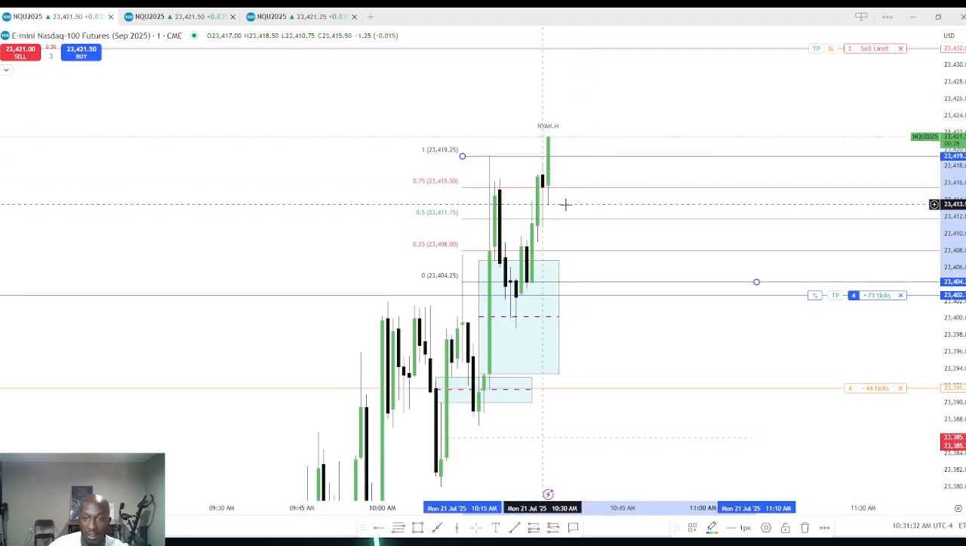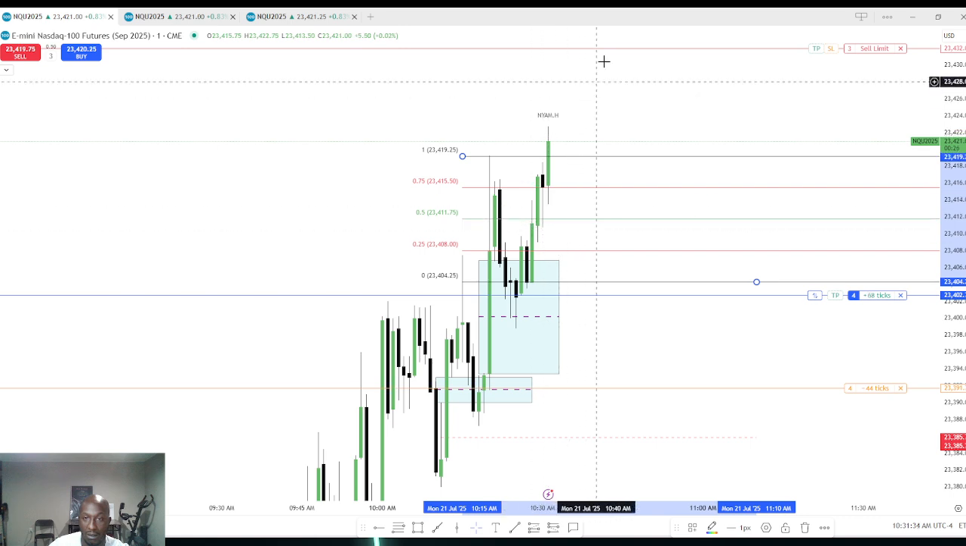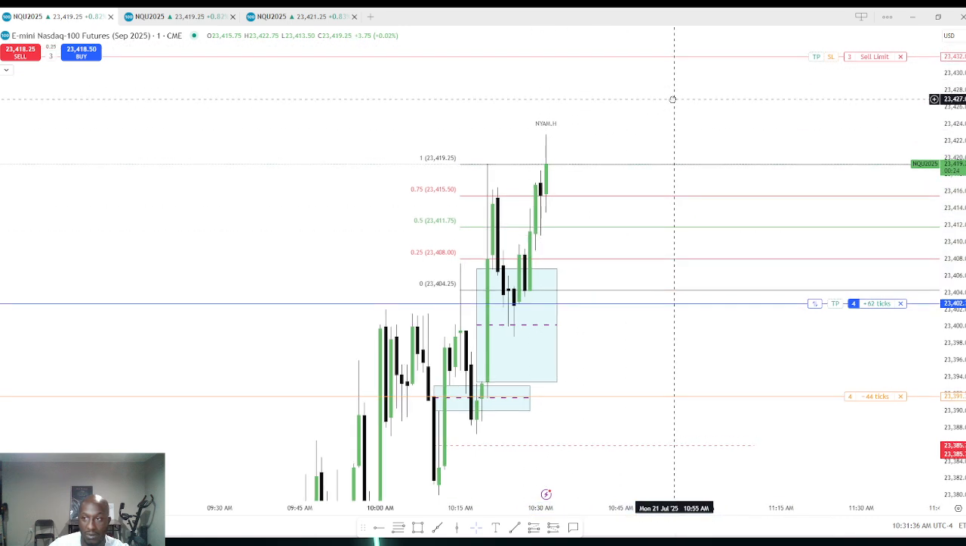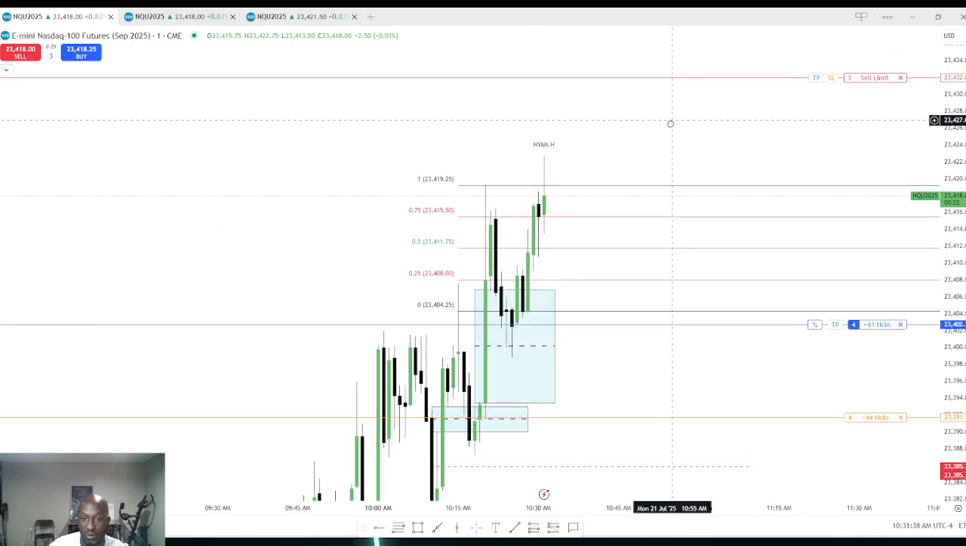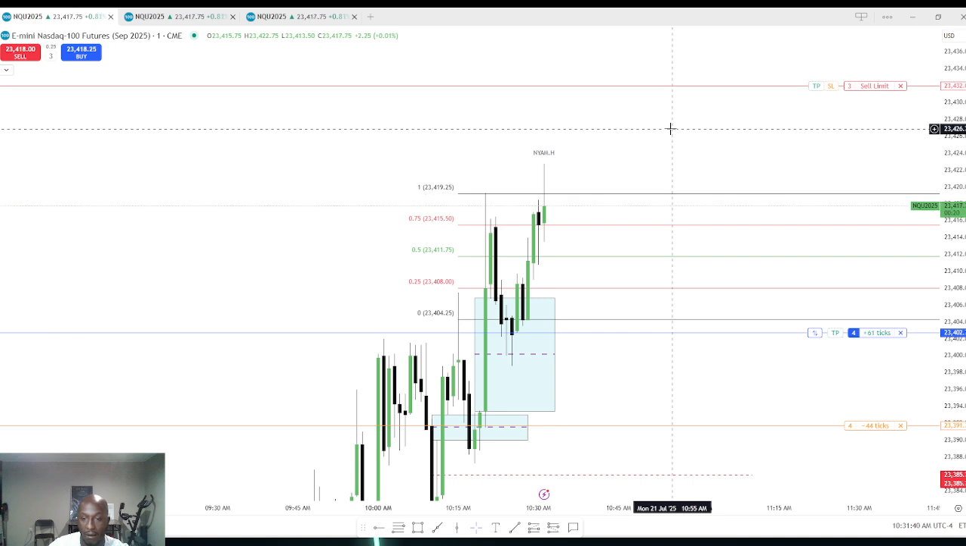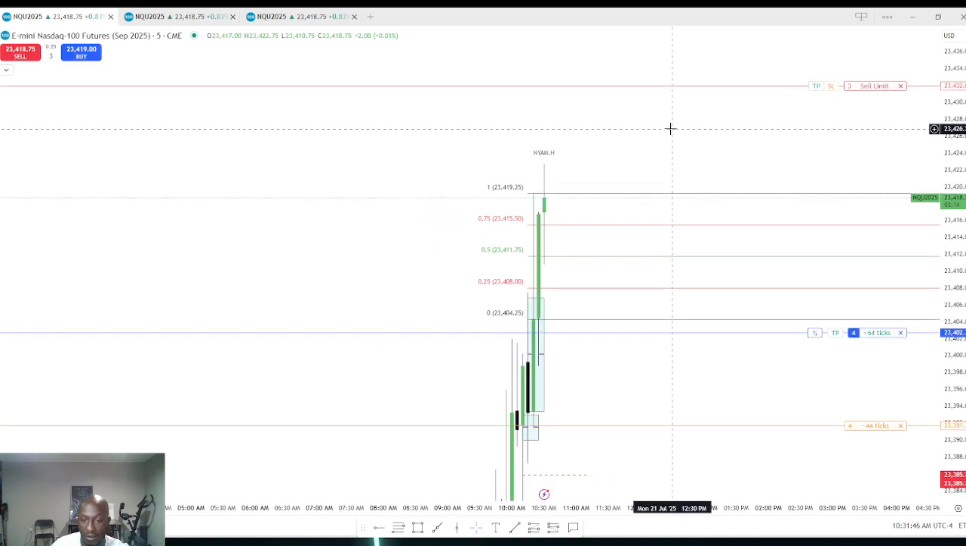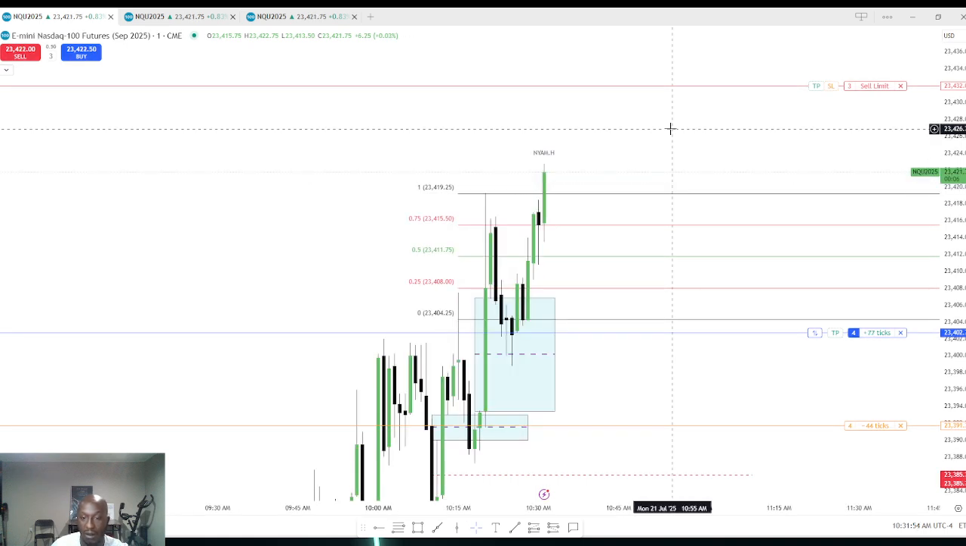And as we're getting here, I want to see if we can get to that 23,432.00. And then same thing, if we create another new wick, I'm going to measure that wick, and I want to see the market stay above consequent encroachment of that.